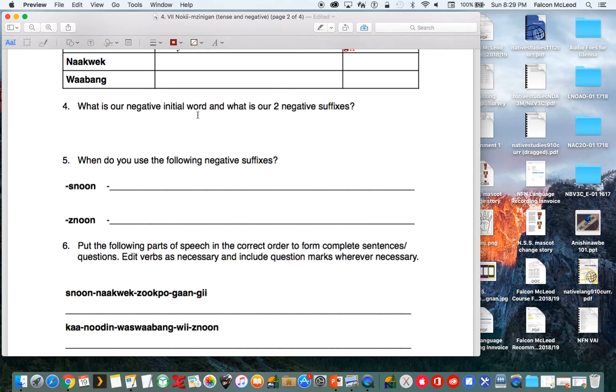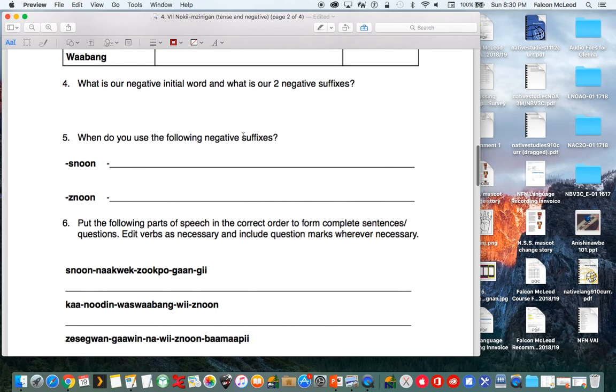All right. What is our negative initial word, and what is our two negative suffixes? So for this one here, what's the word we always start out with for our negative sentences? It has a variety of iterations or versions, but there's always one word that we start off our negative sentences with. And then how do we end our negative sentences? What is the suffix that we add to our VII words? Hint.